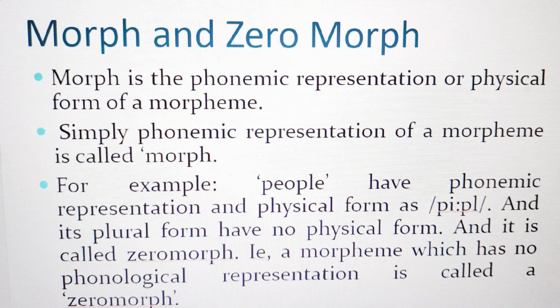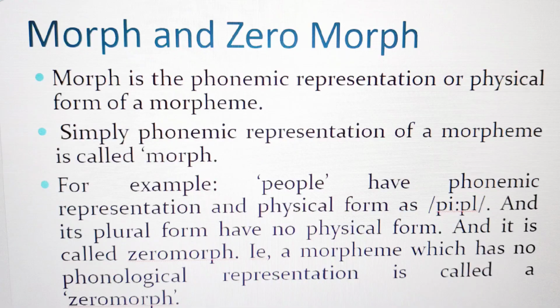Then we shall move on to the next point, morph and zeromorph. In phonology we already learned about phone. A phone is the physical realization of a phoneme. Here, a morph is the phonemic representation, or physical form, of a morpheme. It's very simple. Phones are the physical realization of phonemes, and morphs are the physical representation of a morpheme. So simply we can say that the phonemic representation of a morpheme is called a morph.